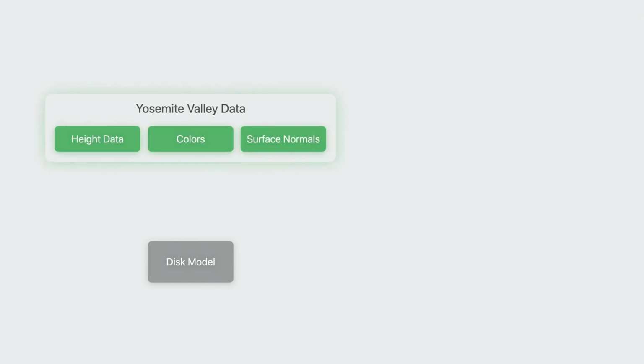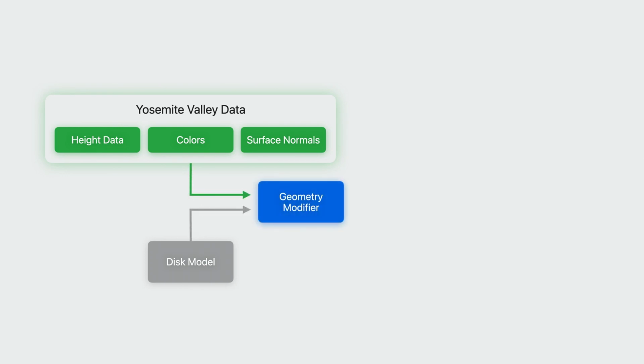Let me give you an overview of the geometry modifier we're going to build that will create a terrain of Yosemite Valley using its height map data. We'll start with a flat disk model, which contains some plane geometry. This will be our base surface. Next, we'll use our terrain height data, which is 2D data about the height at each location of our model, and use a geometry modifier to raise the terrain by the correct amount. This will result in the terrain we want.